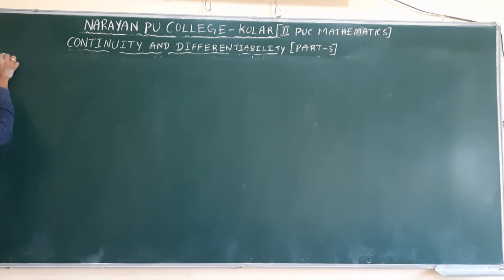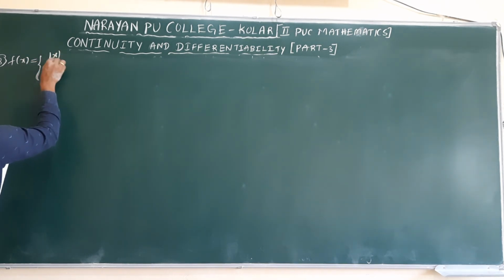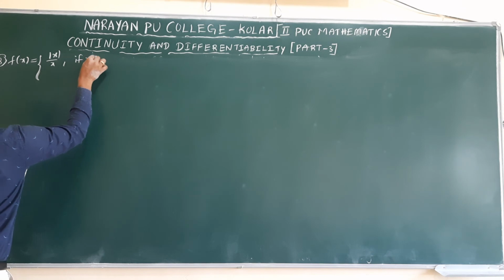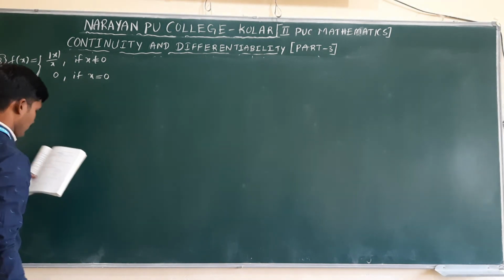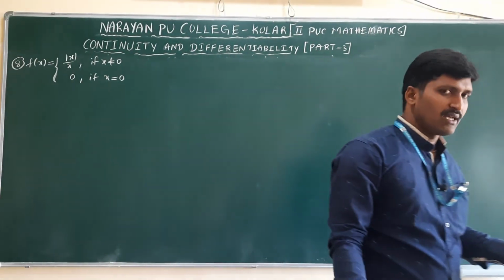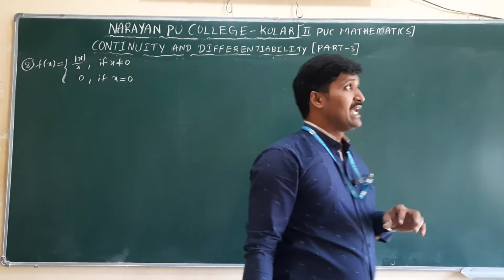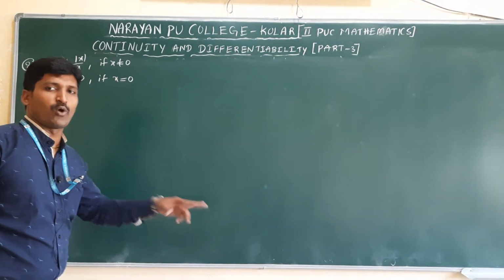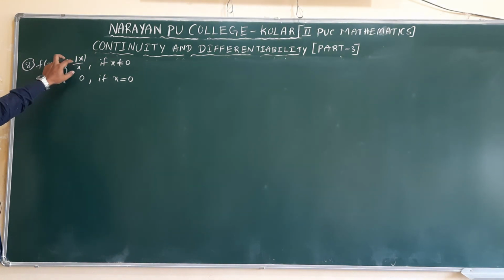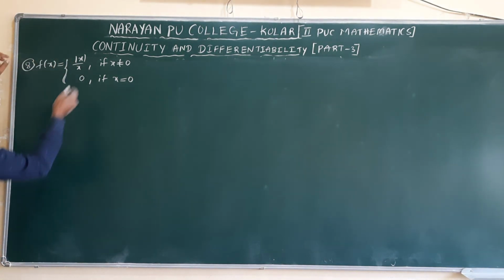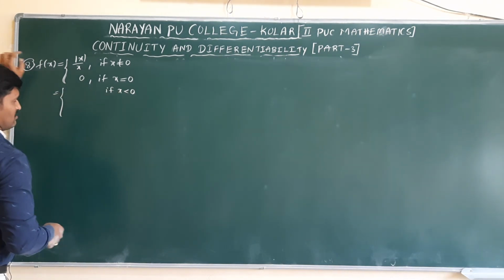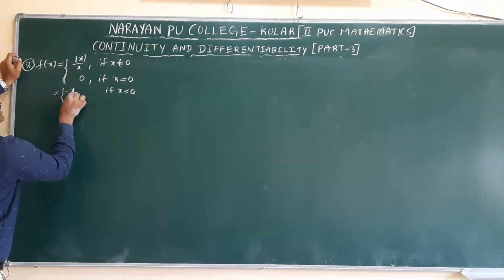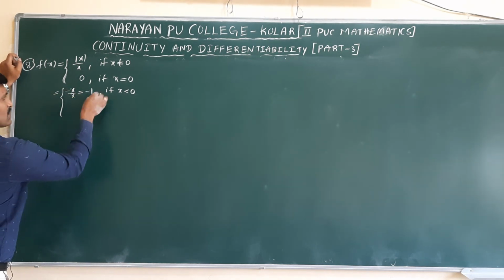Next, 8th question, f of x equal to mod x by x if x not equal to 0, and 0 if x equal to 0. Here mod x is involved clearly. When mod x is involved, x not equal to 0 means either a negative value or a positive value. But mod x is different for negative and positive, so we need to define this. How to define? If x is less than 0, mod x becomes minus x. So minus x by x means minus 1.